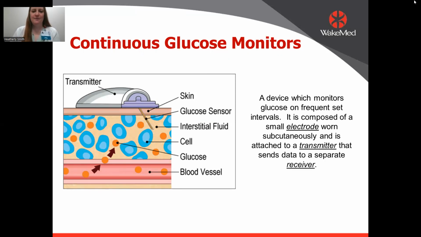In the olden days, or a few years ago, it was a separate device that the patient would have to hold. But most of the time now, that receiver is a mobile phone app. And they can look at their phone to see their blood sugar, or with one of them, you can even have the app on your Apple Watch to see your blood sugar from there.